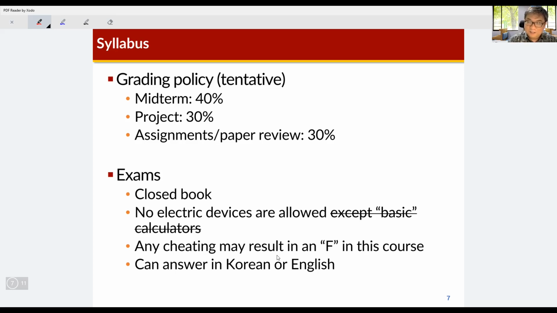So you can freely use Korean during the class, okay?